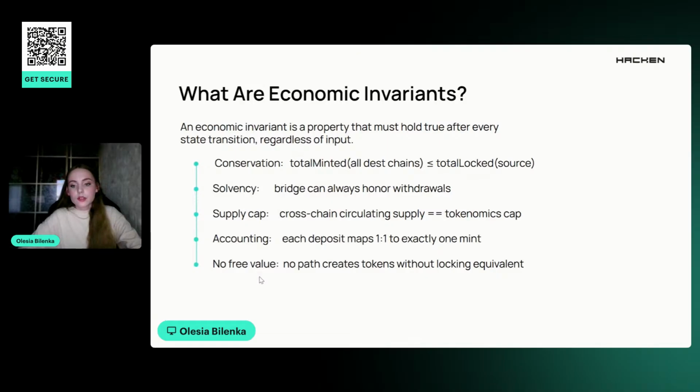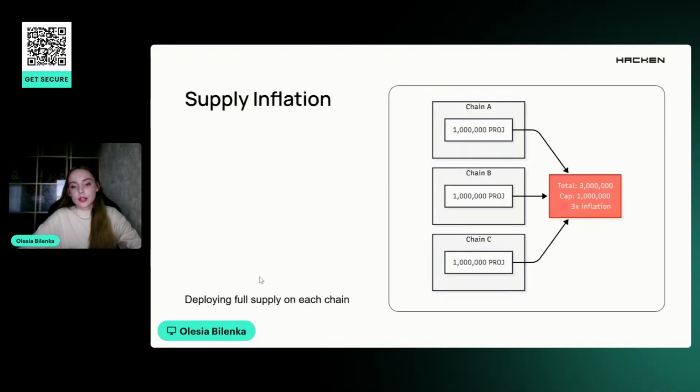Let me walk you through the common ways these invariants break. Let's start with the most devastating, which is supply inflation. So the project has a token with a cap of 1 million.